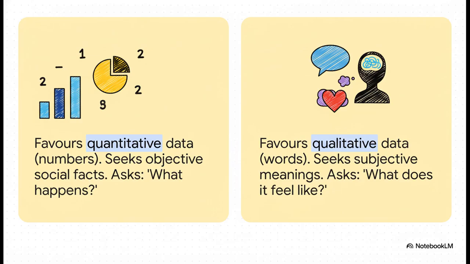So on one side, you've got positivism. Positivists are like the just the facts detectives. They're looking for hard social facts, almost like a natural scientist. They love quantitative data, numbers, statistics, things you can count. They're asking what happens. On the other side, you have interpretivism. Interpretivists want to understand the deep, subjective meanings behind why people do what they do. They prefer qualitative data, words, feelings, experiences. They ask, what does it feel like?